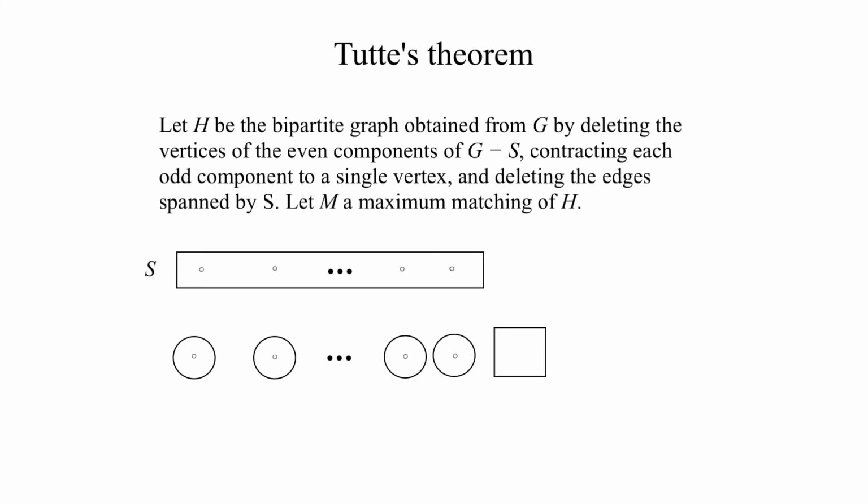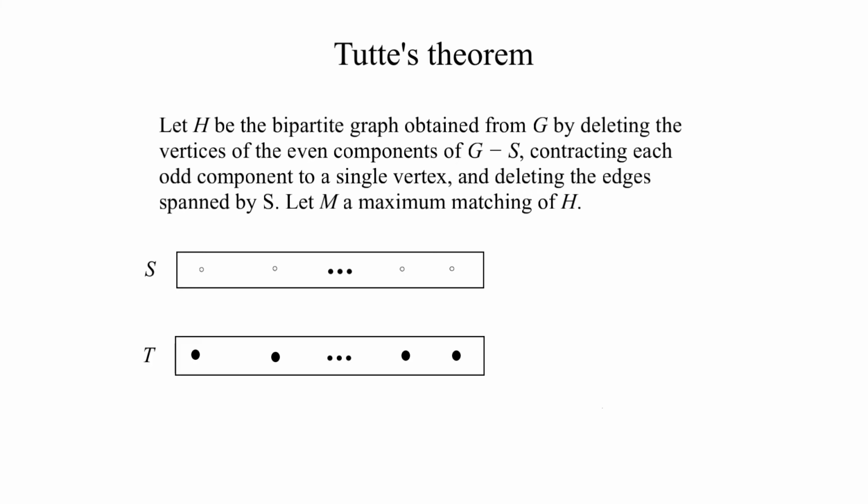Let H be the bipartite graph obtained from G by deleting the vertices of the even components of G minus S, contracting each odd component to a single vertex, and deleting the edges spanned by S. Then S is a part of the bipartition of H. Denote the other part by T. Let M be a maximum matching of H. Let us show that M covers S.